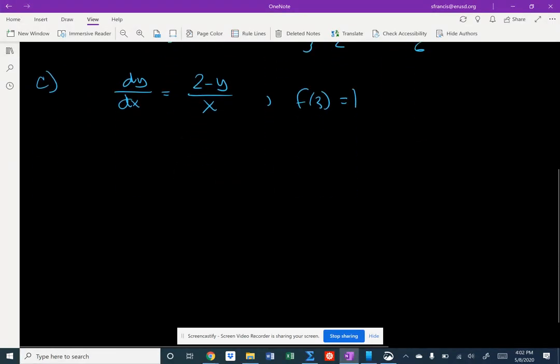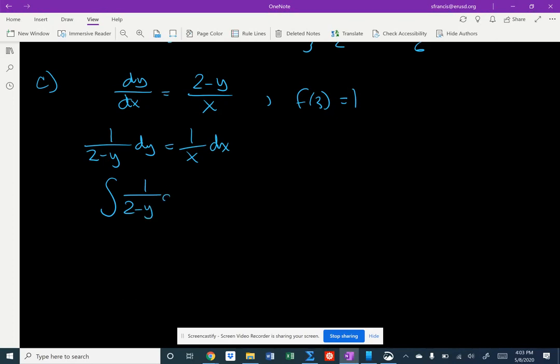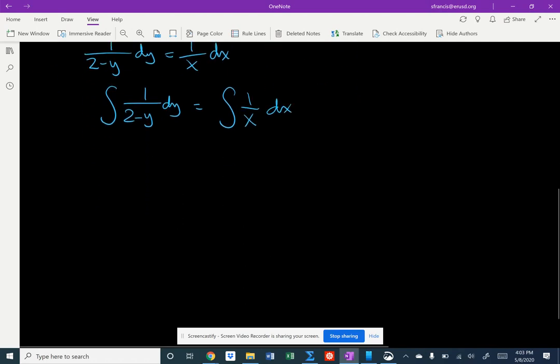So the problem that a lot of you had here was in finding the antiderivative of the 1 over 2 minus y part, but I'll talk about that in just a moment. When we separate the variables, we're going to move this term over here like this, and that x is still in the denominator. There were a couple of you who somehow put the x in the numerator, which then screws everything up. Okay, so now we need to integrate. 1 over 2 minus y dy is equal to the integral of 1 over x dx.